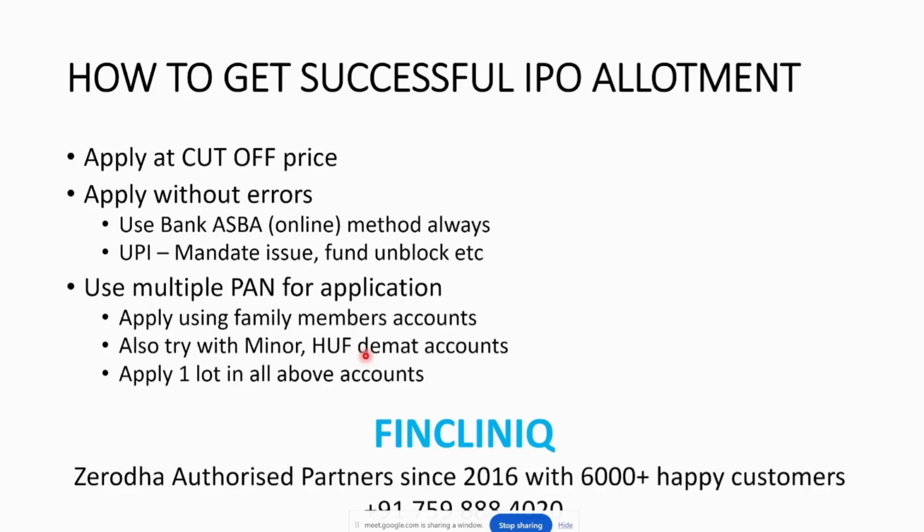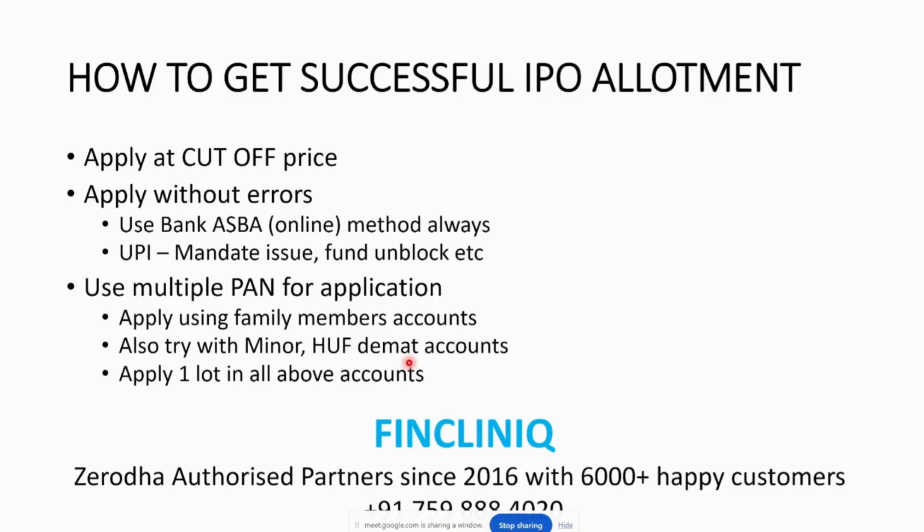Another thing we have noted is to try with just one lot. The probability is more. It's pure luck, we can say. So just apply with one lot in all the family members' accounts, use the bank ASBA option, and try with minor or HUF demat accounts also, so that the probability of your allotment increases. Say you have 5 or 10 different applications, definitely you will get allotments. There is no other secret as such. So try your luck. We are explaining about the retail category.